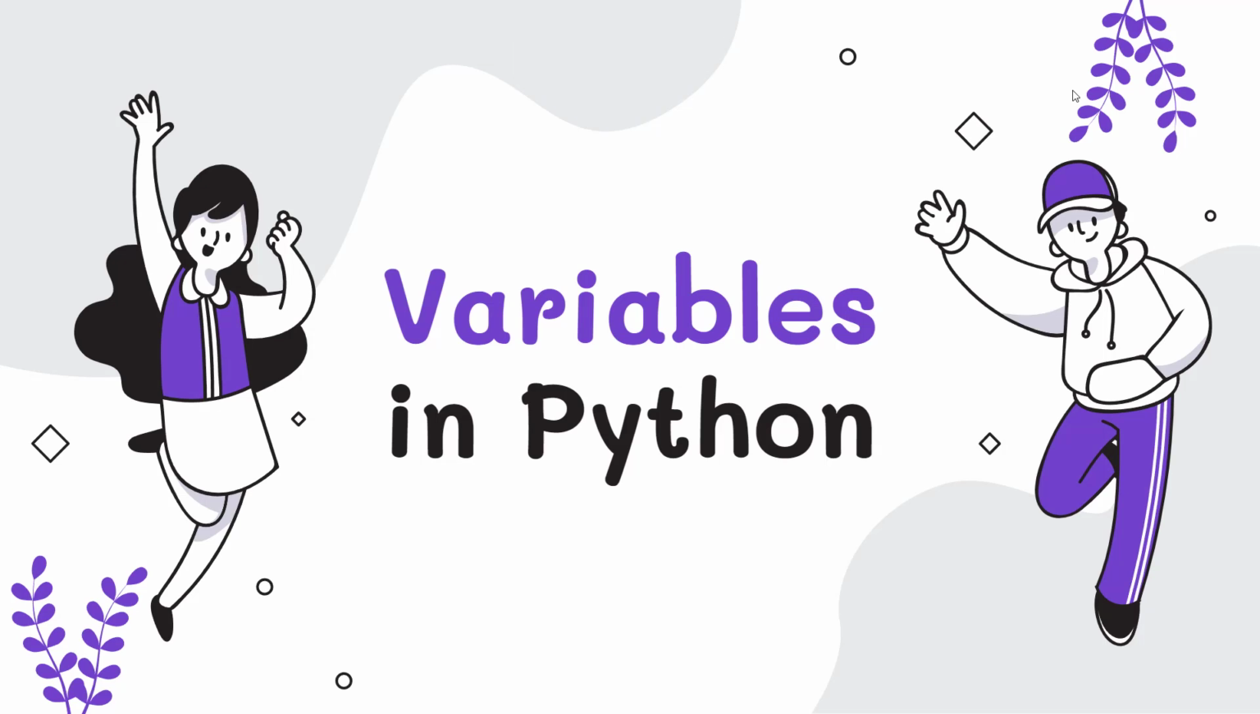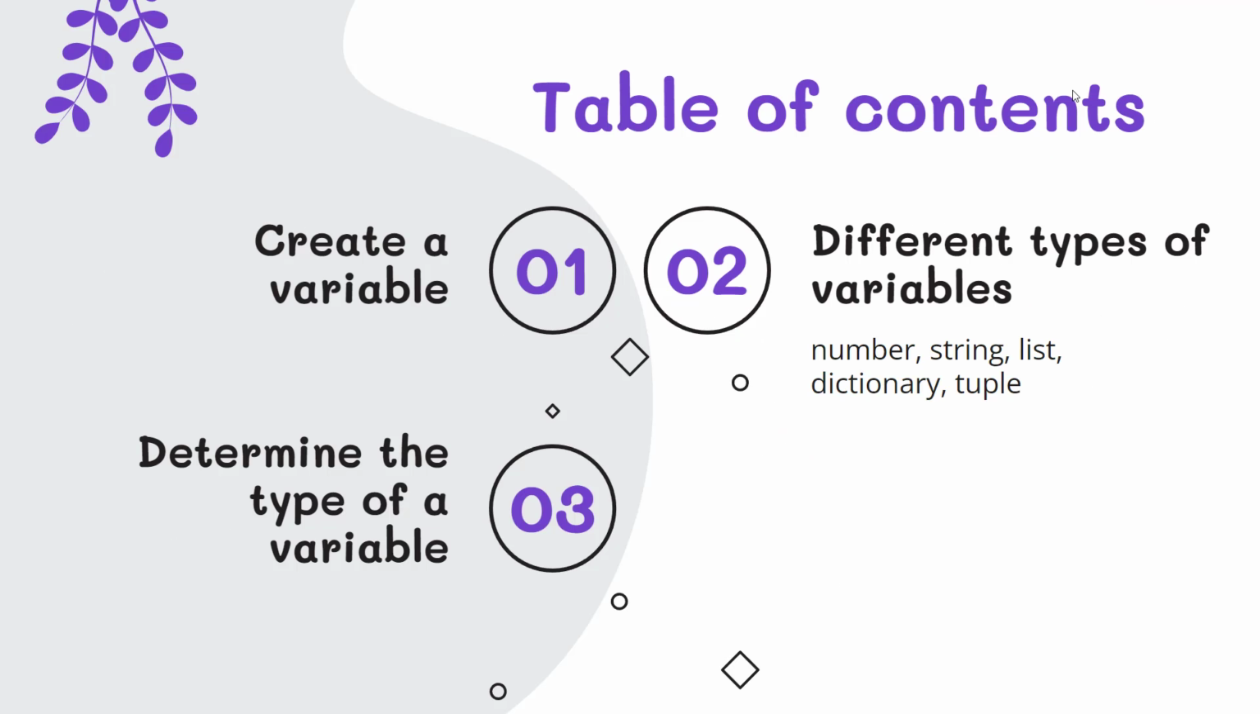In this video, I'm going to talk about variables in Python. Variables are the basic unit in Python coding, so it's very important to understand the concept. First, we're going to talk about how to create a variable in Python coding. Second, we're going to talk about different types of variables. And third, we're going to talk about how to determine the type of a variable in Python coding. So let's get started.